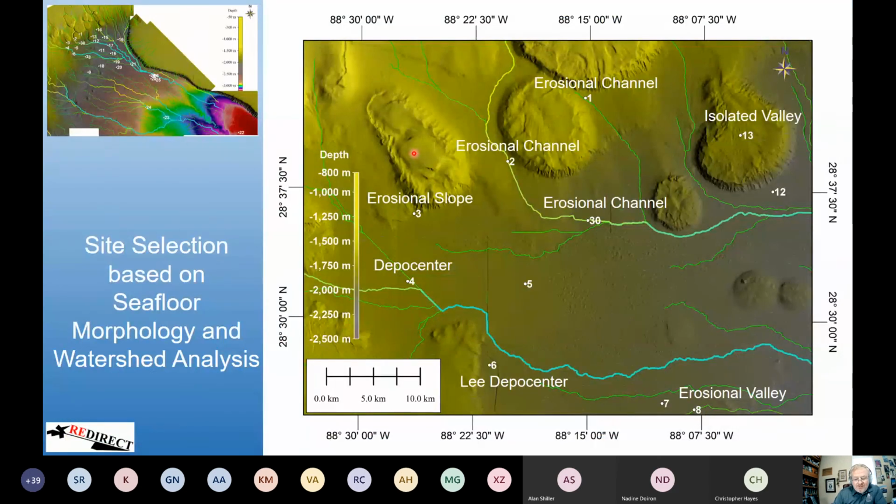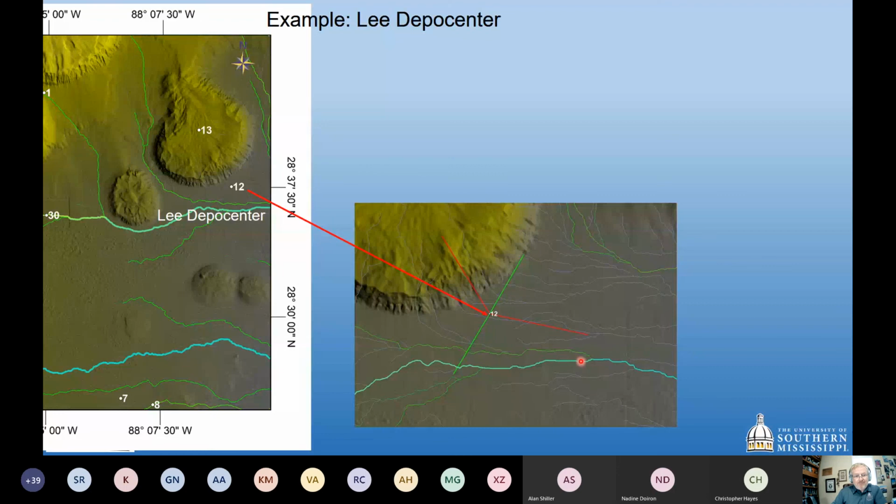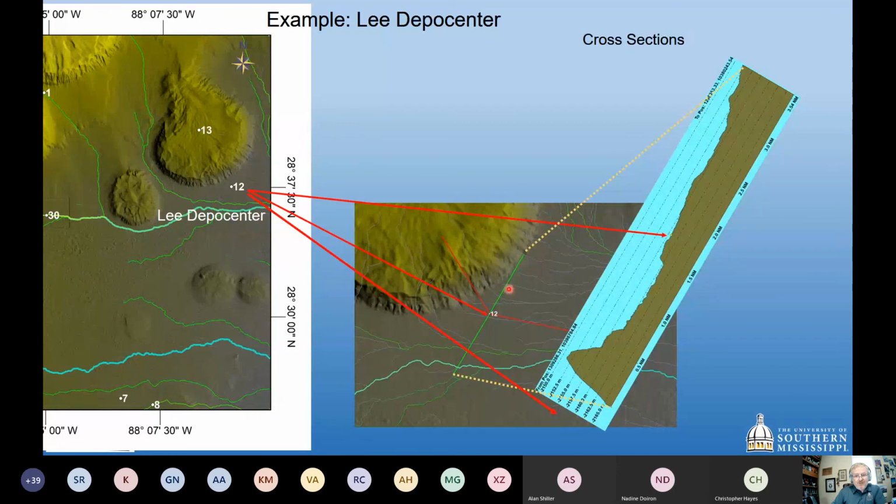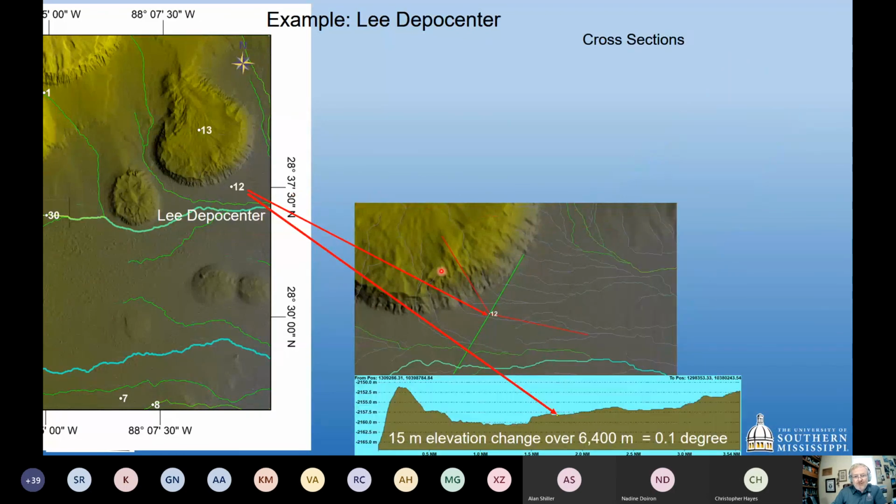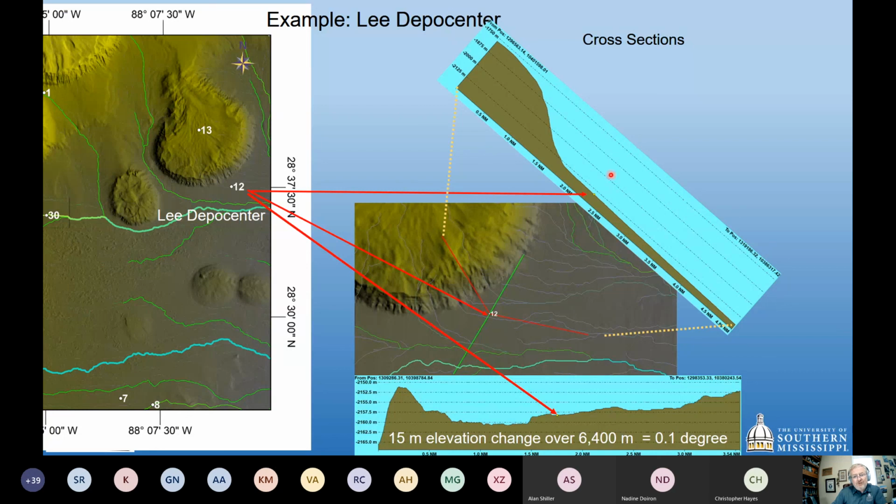So you can see some of them in here have these channels, erosional channels between them, depot centers. If you look at the depot center, this is the cross section through one of those mountains. You can see down here is the site. So it's very flat. It's actually really flat, 0.1 degrees. There's not much there. This again is exaggerated to show the idea.